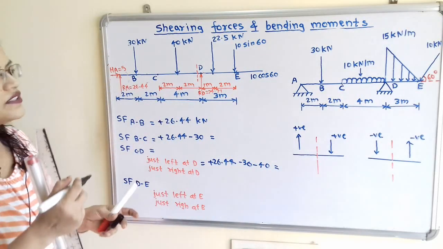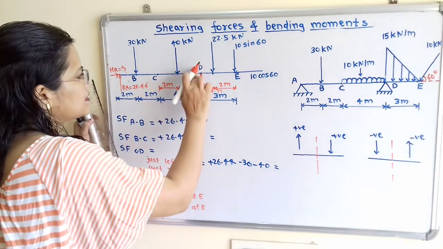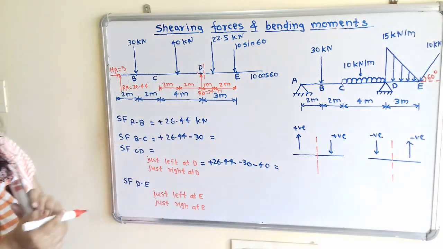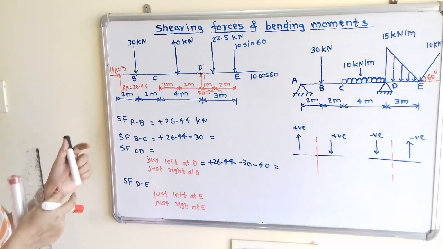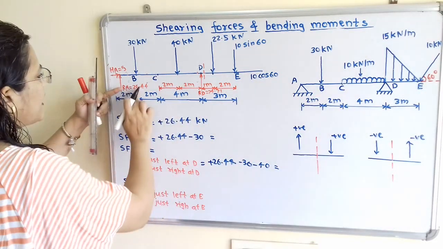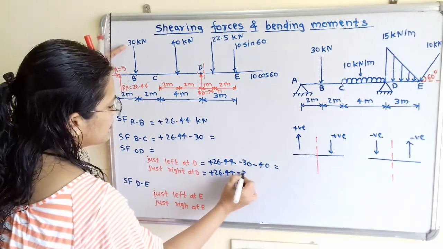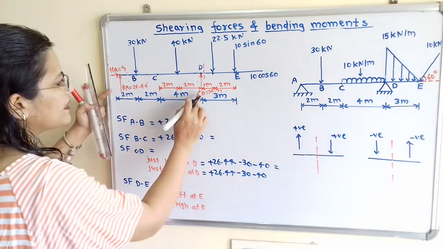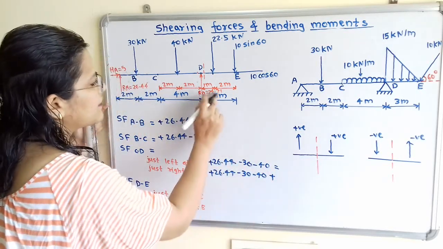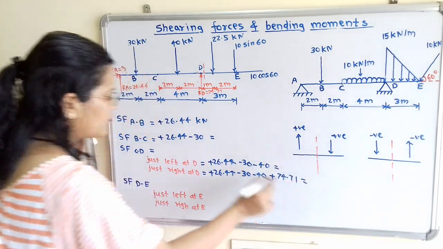Now we will move to the just right side. So for the just right side, I will consider the next section. I will show here with red marker. Now again we will apply the same rule. So we will use this sign convention. So here with vertical direction we will use plus 26.44, then minus 30, minus 40, and next there is a reaction which is in upward direction. So here plus 74.71. So these two we have to calculate.